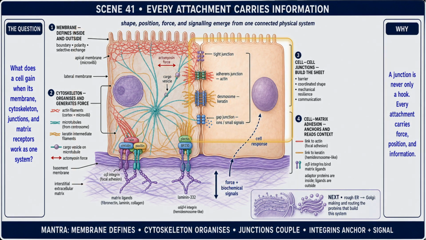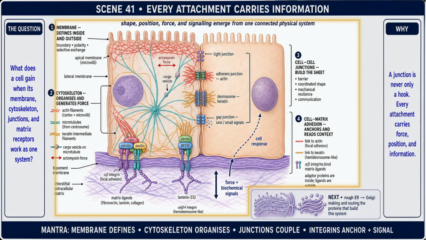At the lateral border, tight junctions control the barrier. Adherens junctions couple actin and coordinate shape. Desmosomes connect keratin and distribute stress. Gap junctions transmit ions and small signals. At the basal surface, integrins link matrix ligands to actin in focal adhesions or to keratin in hemidesmosome-like attachments. These contacts transmit force and biochemical information. The result is one connected physical system.